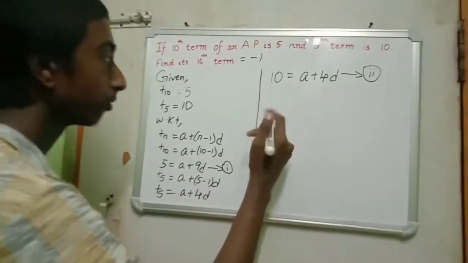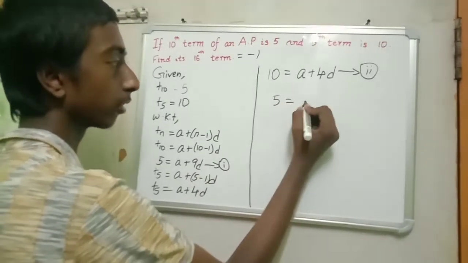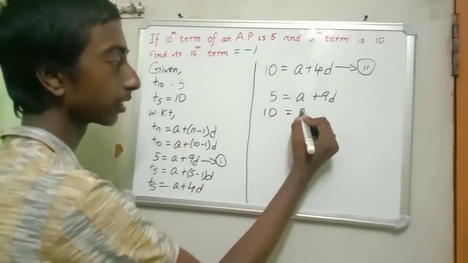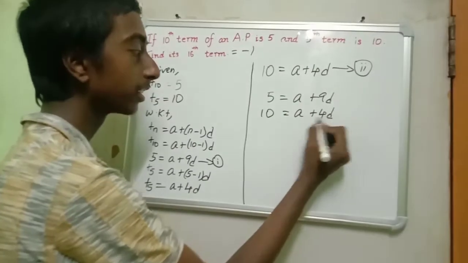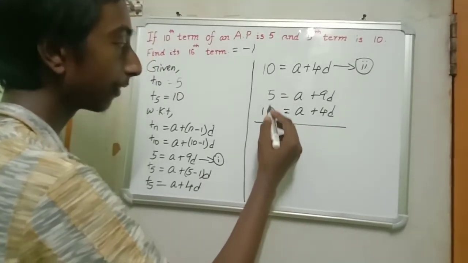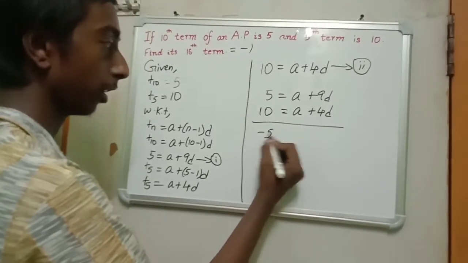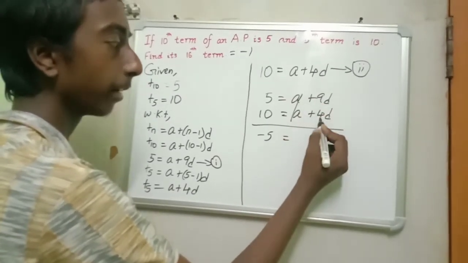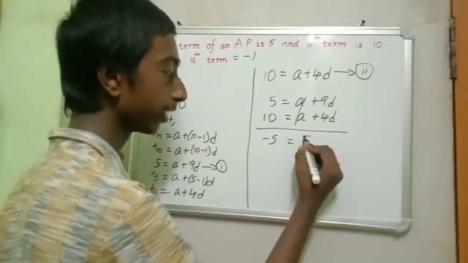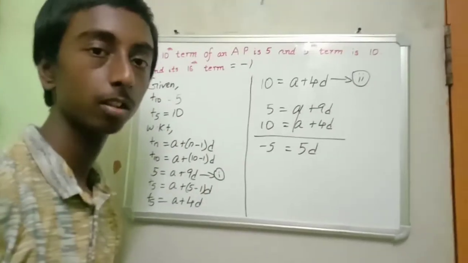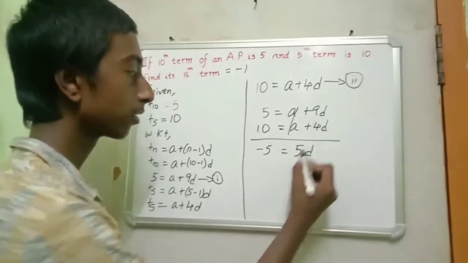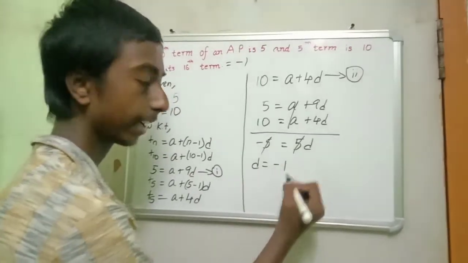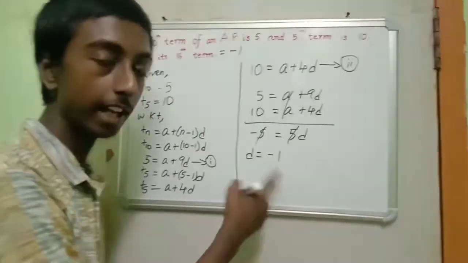Let's simplify 1 and 2. 5 equals A plus 9D and 10 equals A plus 4D. If we subtract, 5 minus 10 equals minus 5, A minus A is 0, and 9D minus 4D is 5D. So we get minus 5 equals 5D. 5 and 5 cancel out, so D is minus 1.